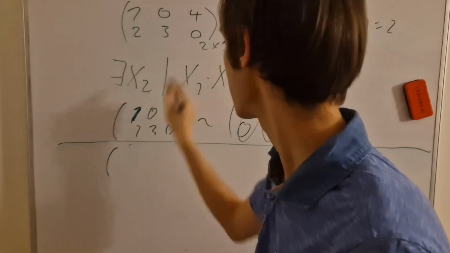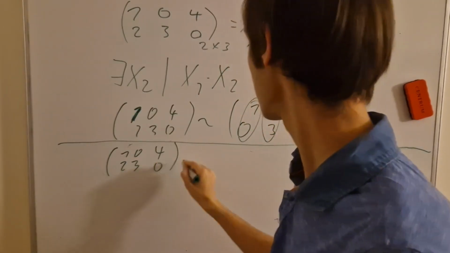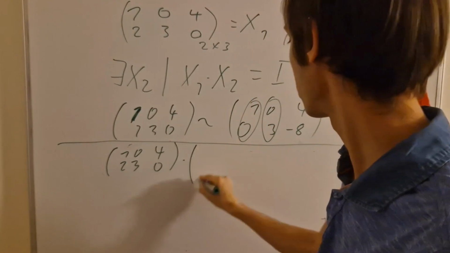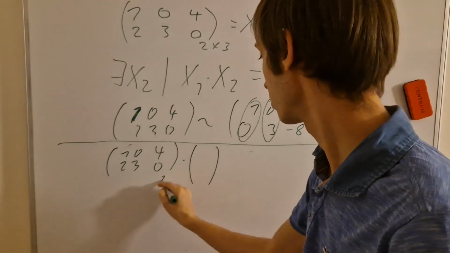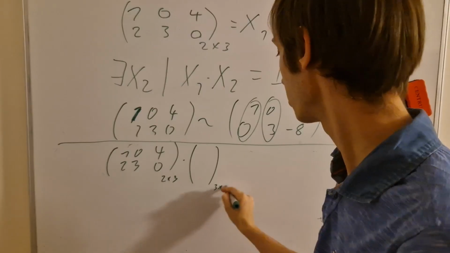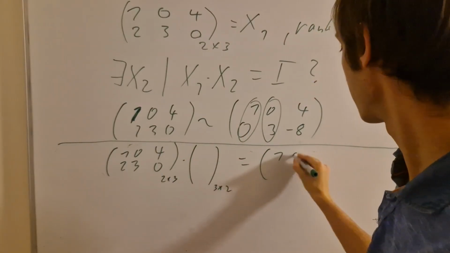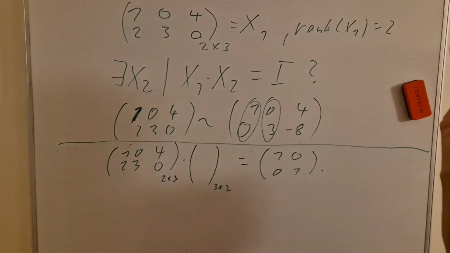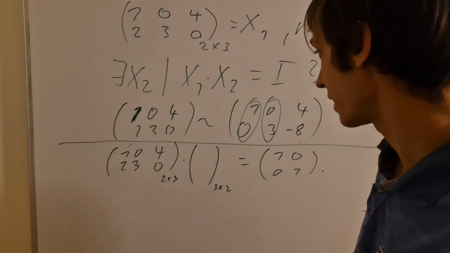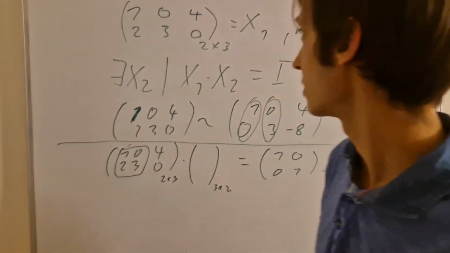So if we have this matrix 1, 0, 4, 2, 3, 0, we multiply by some x2. That's going to look more like this, with switched dimensions. So this is 2 by 3, and this will be 3 by 2. It will be the same but vertically oriented, and it should give this. And actually, to find an inverse for this, all we have to do is pick just this block part.